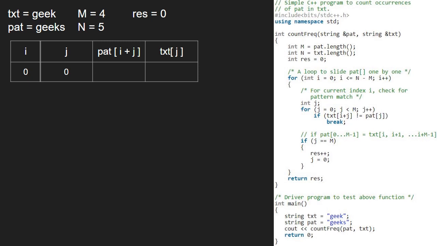Pattern at index i plus j is g, and pattern at j is also g. As they are equal, the if condition inside the inner for loop does not get satisfied and j will be incremented. Again, they are equal, so the if condition doesn't get satisfied and we increment j. Again, they are equal, so we increment j.